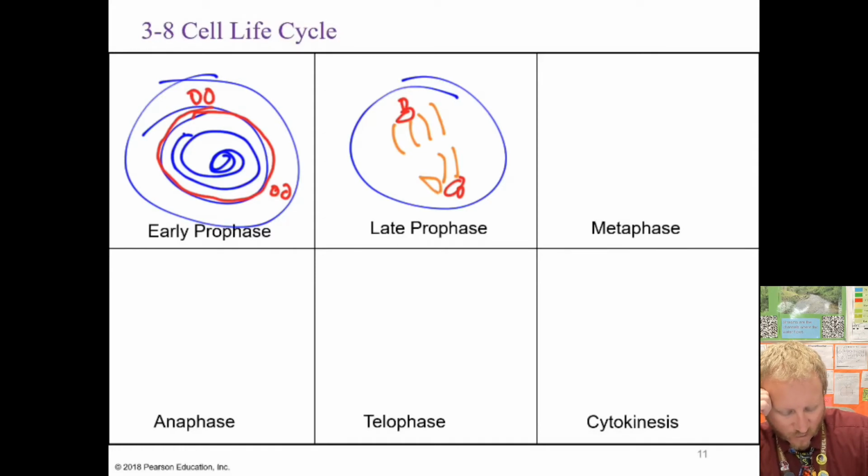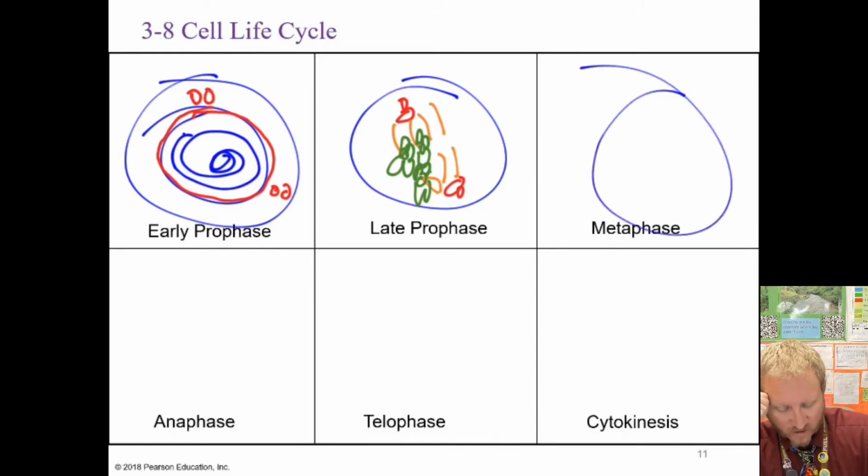And then your chromosomes are here like this, okay? Now they're not going to be completely lined up yet. They're just going to be attached and they're going to start lining up. They don't actually line up to be separated until you get to metaphase.